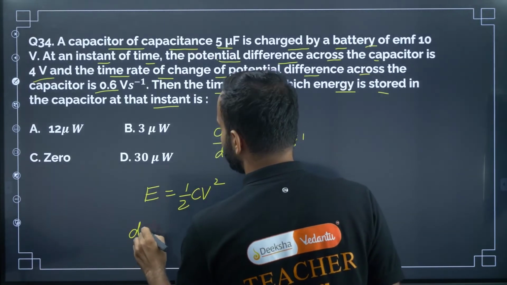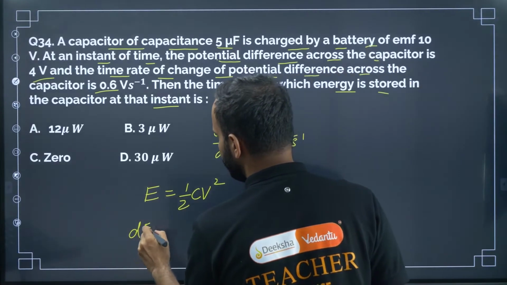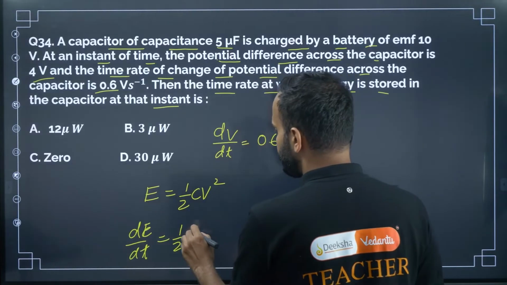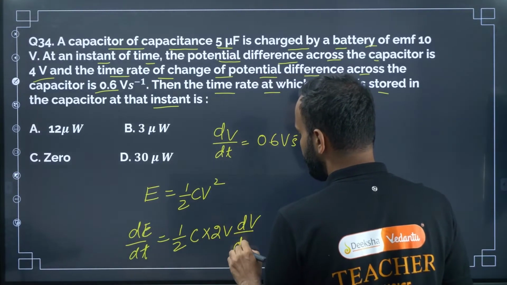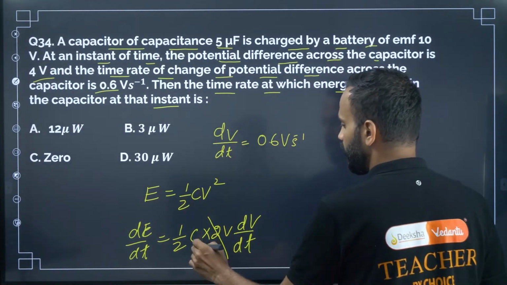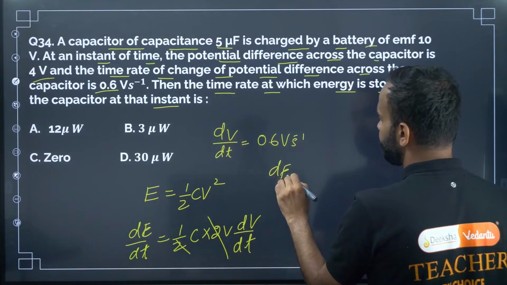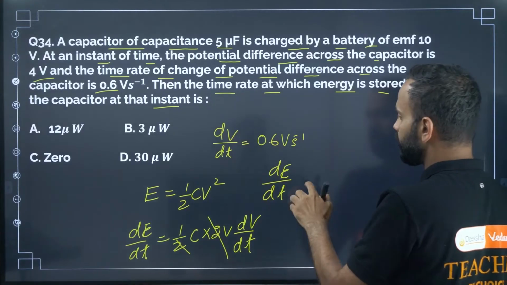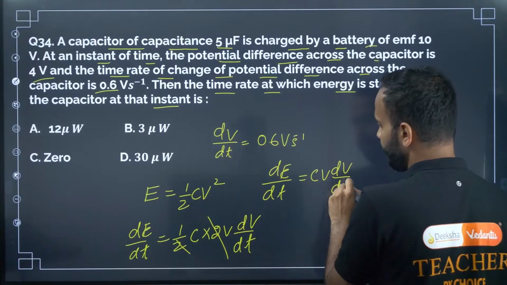Here the time rate at which energy is stored in the capacitor, that is dE by dt, is equal to half C into 2V into dV by dt. Here 2 will get cancelled, right? So now the time rate at which energy is stored in the capacitor, dE by dt, equal to CV into dV by dt.